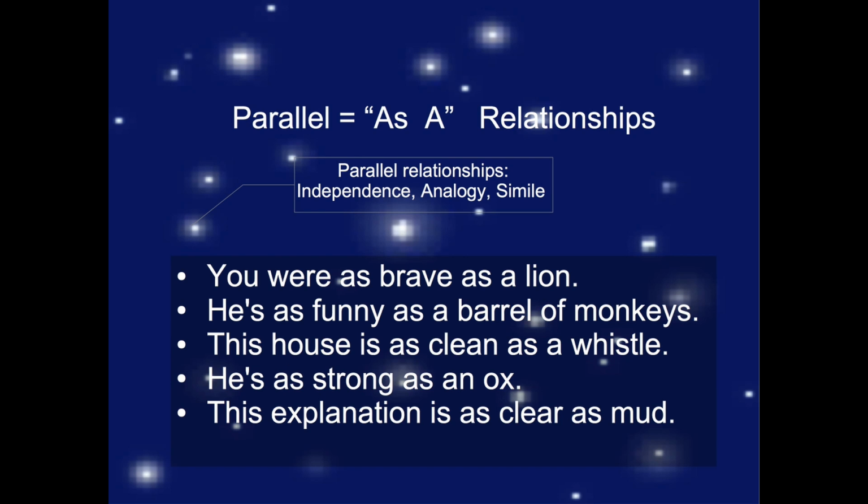Let's start with parallel relationships. Properties share a parallel relationship when they are independent from each other. I like to think of a parallel relationship as an analogy or a simile. Similes and analogies compare the properties of one thing to the properties of something else. You were brave as a lion, for example. Doesn't mean that you were actually a lion. It just means that you shared some of the lion's properties in that moment. Clear as mud, right?